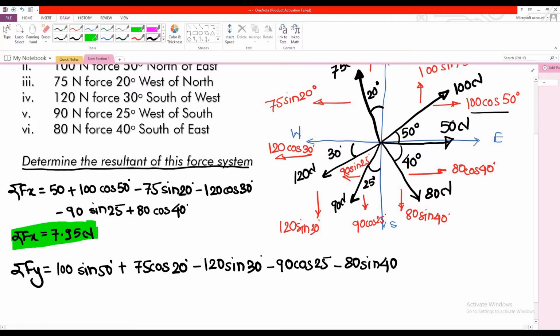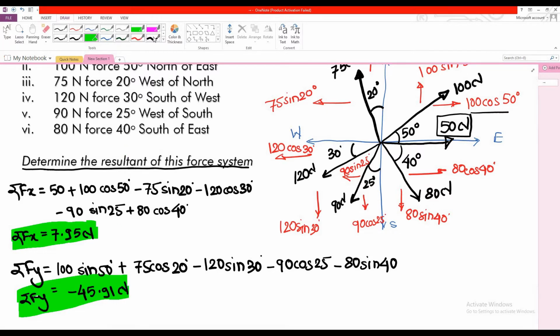Okay, this 50 Newton force could be considered only during summation Fx because it is purely along the horizontal axis, that is the east direction. That's why it was considered in summation Fx. In summation Fy, it has no role to play. Therefore if you calculate this summation Fy, the value comes out to be minus 45.91 Newton. Now let's keep this highlighted because this value is to be used in the magnitude determination of the resultant.